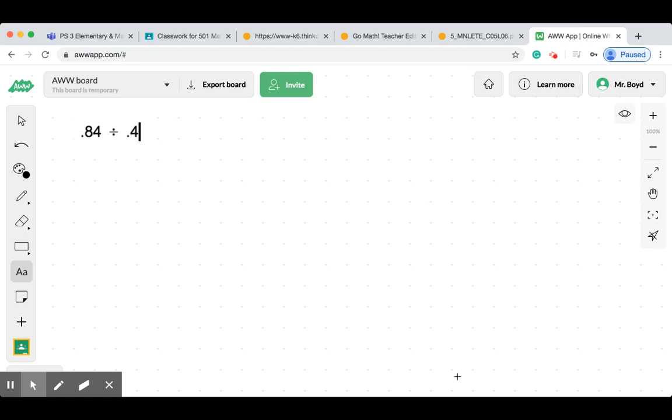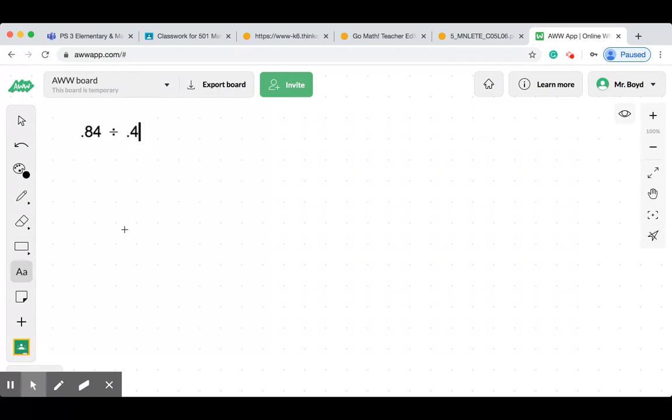Good morning, fifth grade. Today we are going to continue with dividing decimals. We are going to be using word problems, but I just want to go over how to divide decimals again before we actually go into the word problem. So I will show an example of how to divide decimals using a word problem. But before that, I just want to review how to divide decimals.